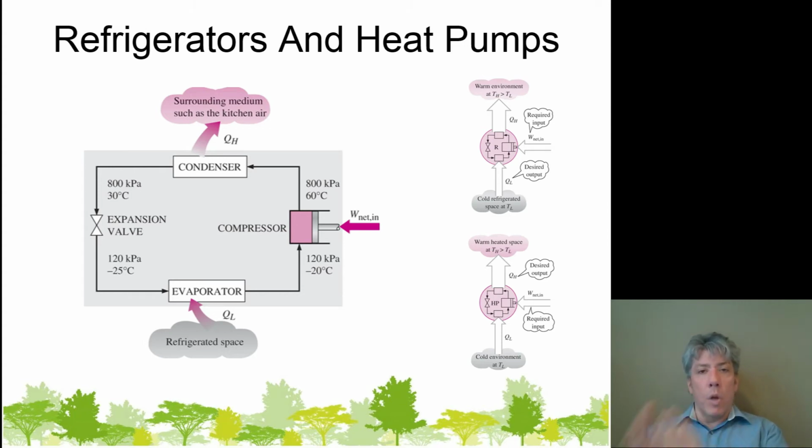Okay? So the goal of a refrigerator or air conditioner and the goal of a heat pump are very different things. The goal of a refrigerator or air conditioner is to cool a space, keep a refrigerated space cold, whereas the goal of a heat pump, the desired output, is QH, the heat that's transferred into the already warmed space. The required input for the two is essentially the same. It's the work you put into the compressor. You still have to pay your electric bill to make this happen. Okay, so that's the required input, but the desired output is different between the two.